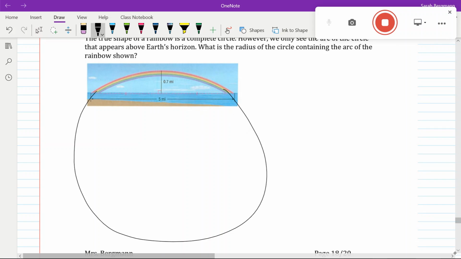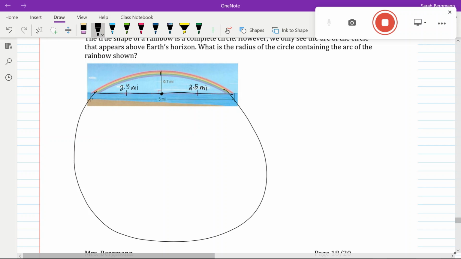Obviously, this isn't a perfect circle, but maybe you can draw it better on your paper. Here's what we know. We know that this chord here, all the way across, is 5. And it also marks that each piece of that is congruent. So let's think about this first. How long would each piece be if the total is 5? Well, 5 divided into 2 equal pieces, each of these pieces must be 2.5 miles. So this chord has 2 chord segments that are each 2.5 miles.